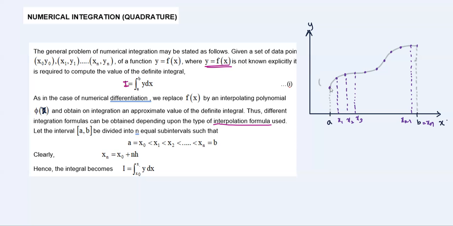If we approximate with a straight line here, we get a trapezium. Then we call it the trapezoidal rule of approximation. Or if we do a quadratic curve approximation, then we get Simpson's rule. So we have different levels of approximations.